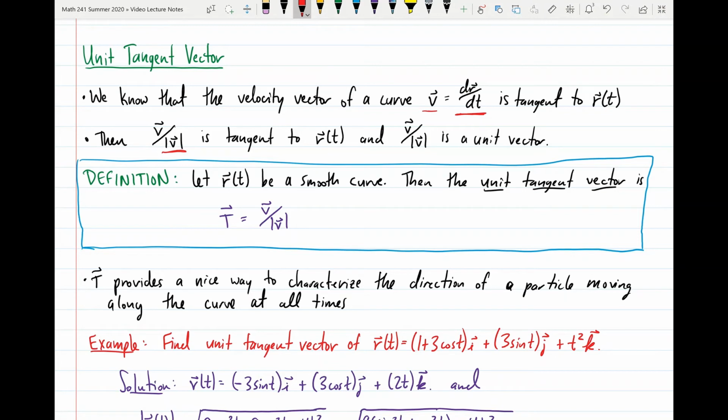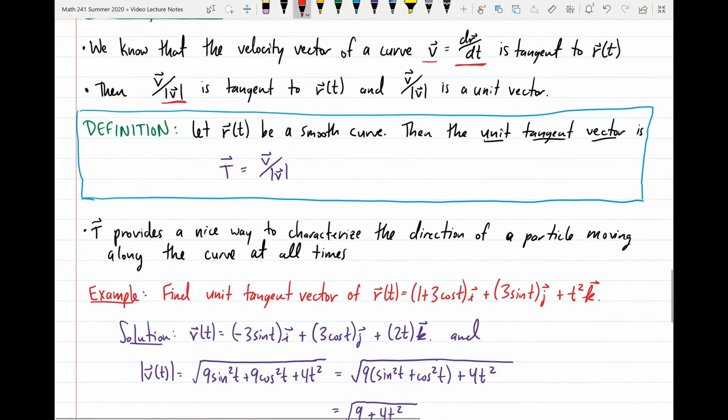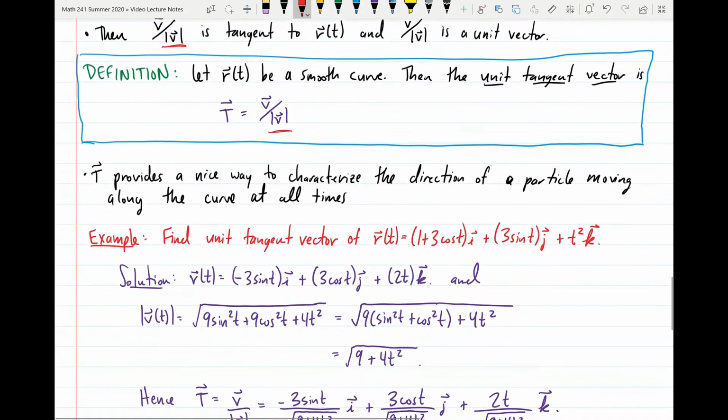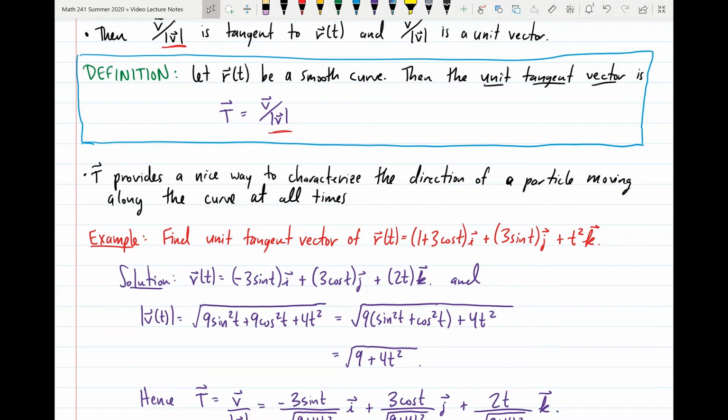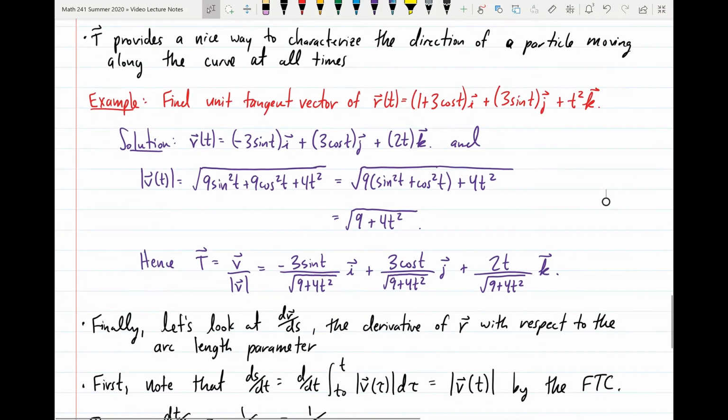So the velocity vector divided by the magnitude of the velocity vector will give us a vector tangent to the curve that is also a unit vector. And we're going to call this vector the unit tangent vector. So the unit tangent vector is defined to be the velocity vector divided by the magnitude of the velocity vector. And this unit tangent vector is going to give us a nice way to characterize the direction of a particle that's moving along the curve at different times. So let's give an example of calculating the unit tangent vector.